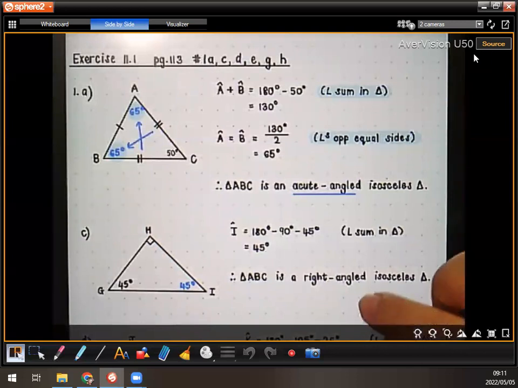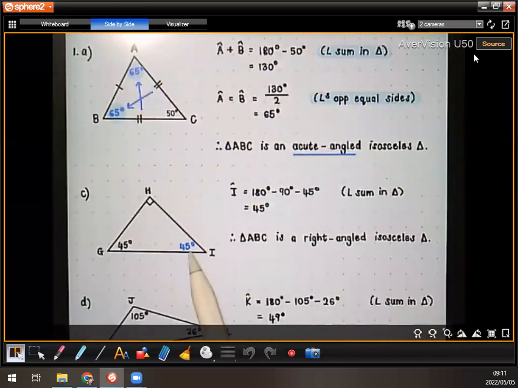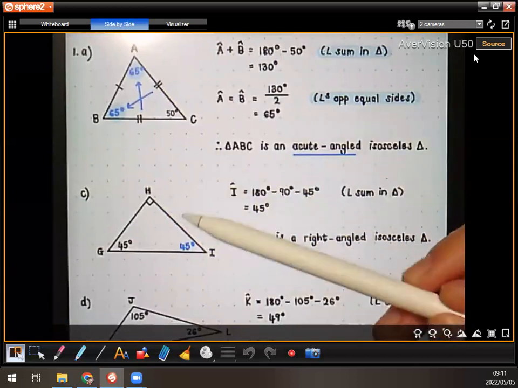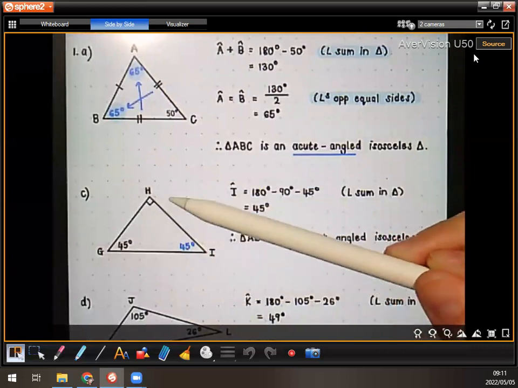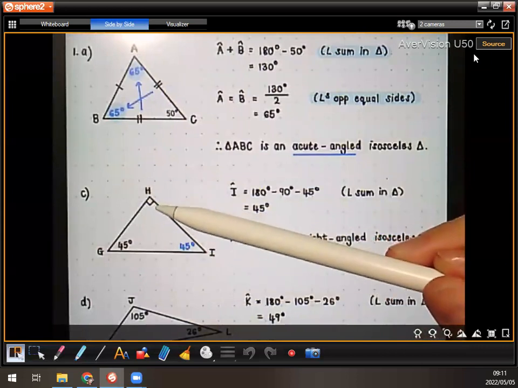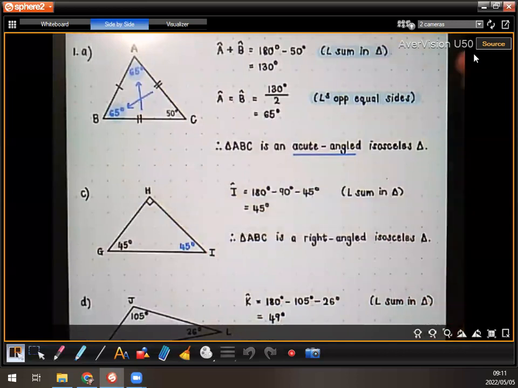Okay, 1C was not as bad. You did have to calculate that angle there, but because you already had 2 of the 3 angles, it was quite simple. Remember, we did go over this yesterday, but if they put that little square in an angle, it's saying that it's 90 degrees.